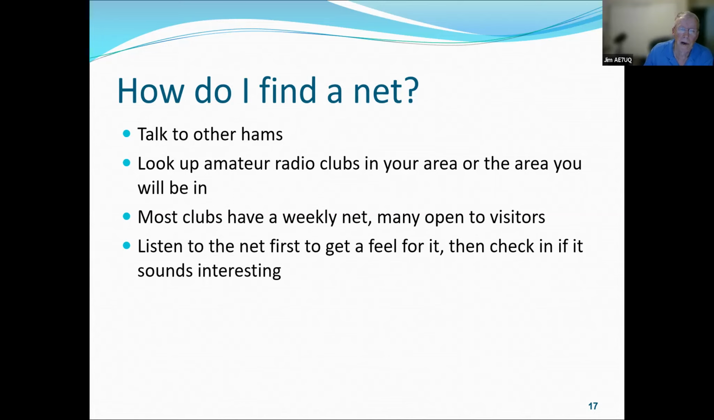And once you find a net, and this goes for all of the nets, particularly the social nets too, listen to the net first and you can get a feel for it, see how they run it. What are the topics? Is it interesting to you? If it's not, then you don't need to check in. But if it is, then you'll have a feel for how the thing runs and can jump right in.